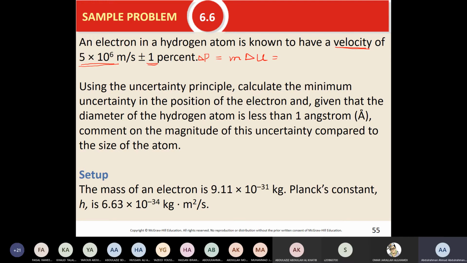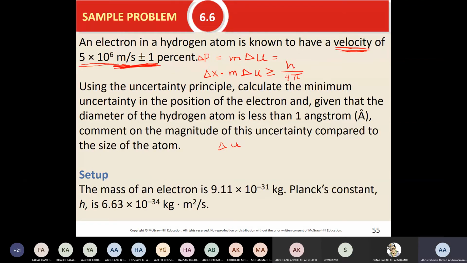Can we write now the Heisenberg equation one more time? Delta x times mass delta u is greater than or equal to h over 4 pi. That's the Heisenberg equation. Are you following? Yes. Okay. What's the error in speed? What is it equal to? It's the velocity times the error, times 1%.